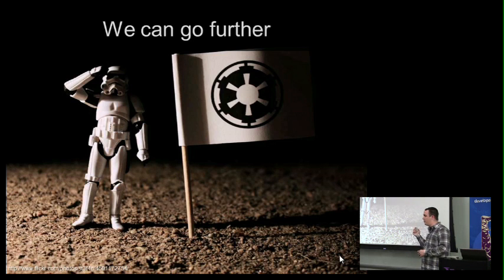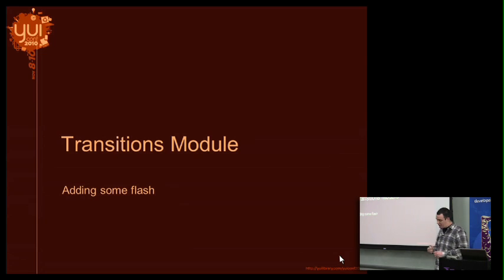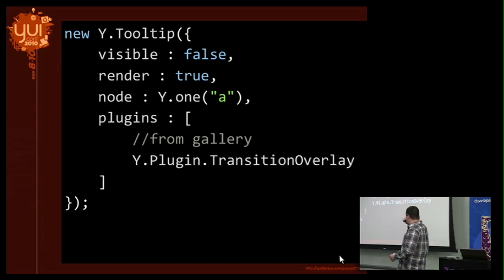This is a talk, but we'll do something a little more interesting. So Anthony had the transitions module in his version of the widget and the node plugin and a lot of other stuff. So let's pull that back in now that we've taken it out and used just the default this.show and this.hide functionality offered by the widget. So we're going to create another tooltip. We're going to do the same stuff we were doing before, visible false, render true, select a node, but we're going to add a plugin.